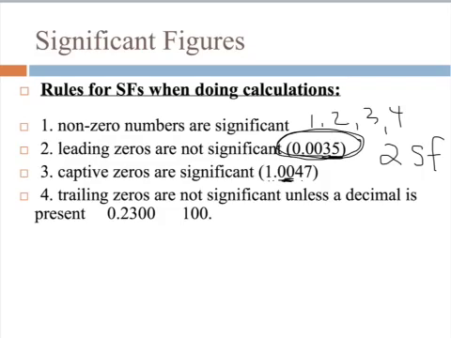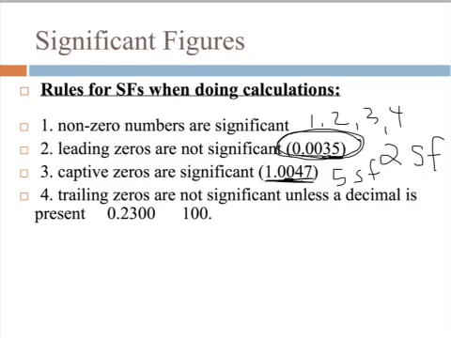So, how many significant digits are there in this entire measurement? Well, the 1 is significant because it is a non-zero number. The zeros are significant because they're trapped. And the 4 and the 7 are significant because they're also non-zero numbers. So there are 1, 2, 3, 4, 5 digits in this number that are significant.